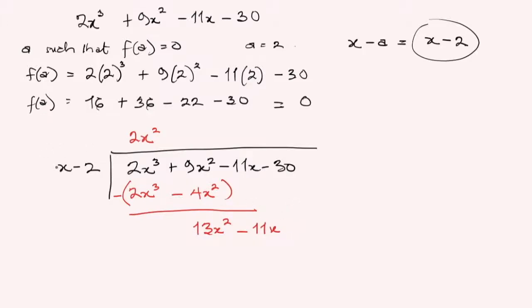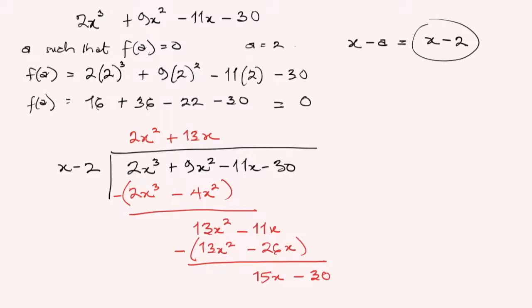13x squared divided by x, that's equal to plus 13x. 13x multiplied by x is equal to 13x squared. 13x multiplied by minus 2 is equal to minus 26x. So if we subtract everything here, 13x squared minus 13x squared cancels out. And then minus times minus is plus. So this becomes minus 11x plus 26x. And that's going to be equal to 15x. And then we bring down the next term, which is minus 30.